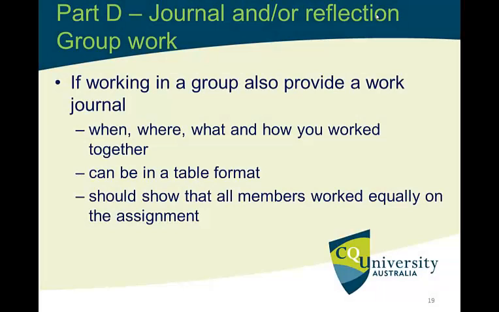If you do work in a group, then there's another subsection you need to do, which is to provide a work journal. It's probably in a table format, stating when you got together, where you got together, what you did, and how you worked together. Was it positive, was it negative? The aim of this part of the assignment is to show that all group members worked equally on the assignment.